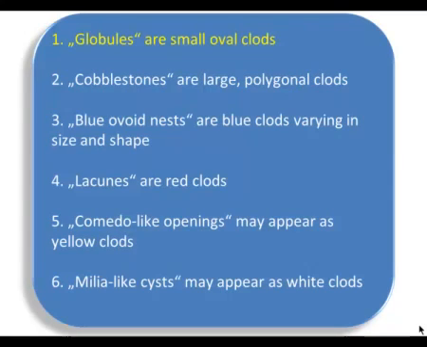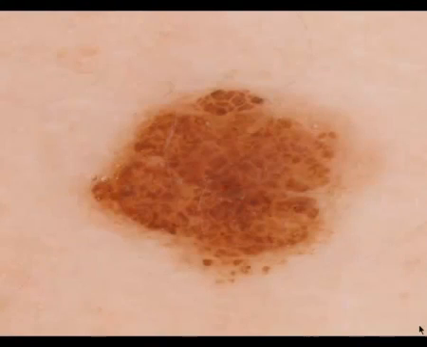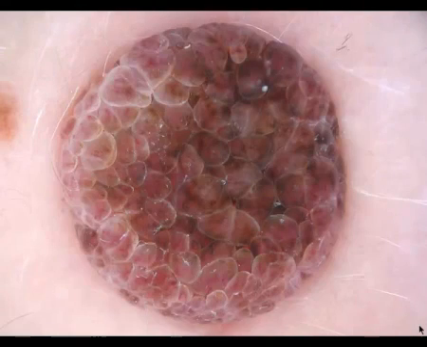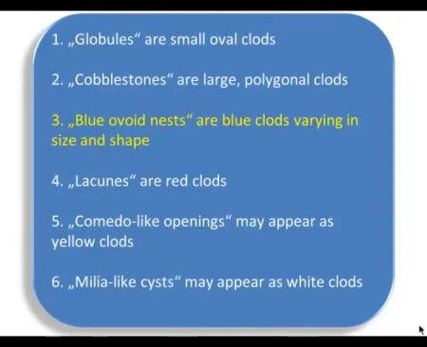Globules, or what is usually called globules, are small oval clods, usually brown. Here is a lesion with a globular pattern. I call them small oval clods. Cobblestones are also clods, but now they are large and polygonal. This is what you know as cobblestones. These are also clods, but now they are not small and oval. They are large and polygonal.